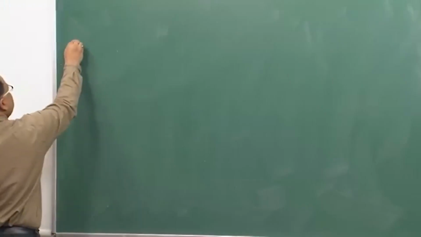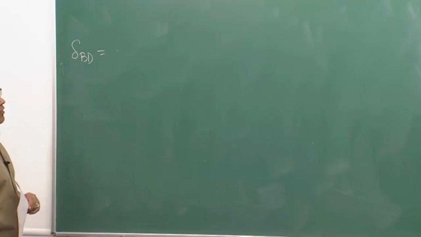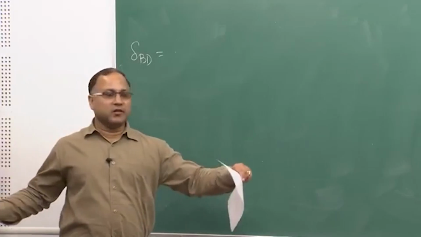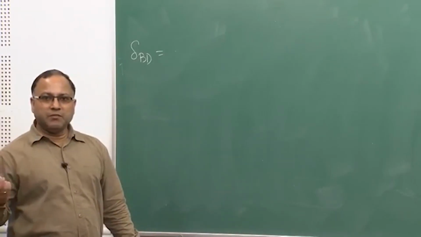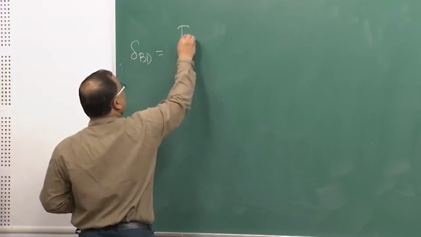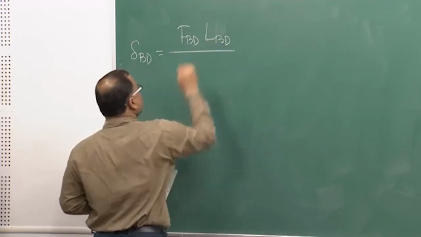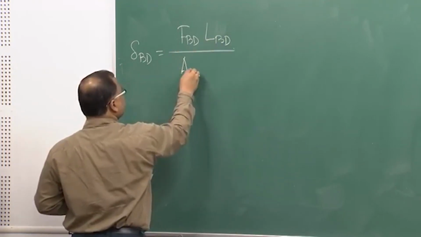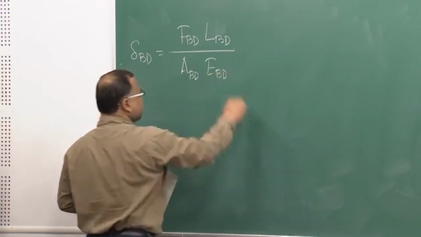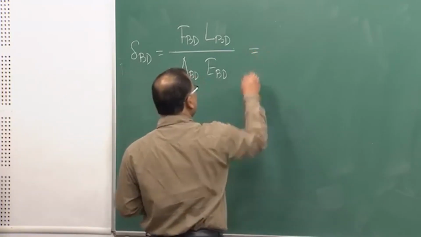So, your delta BD is the expansion or the elongation of the member BD, because that BD member is under tension. That is given by FBD, length of BD member, cross sectional area of BD member, and EBD.